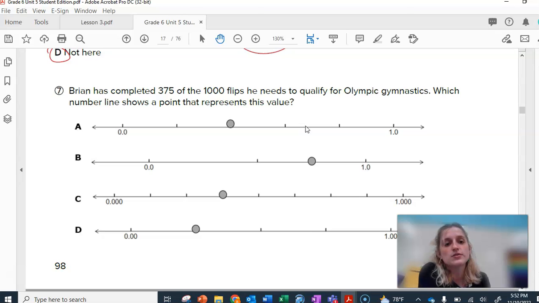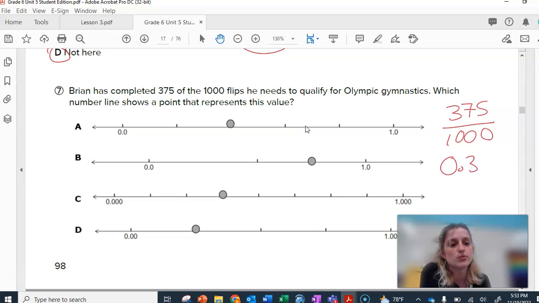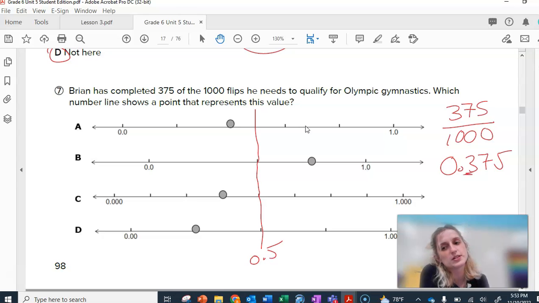375 of the 1,000 flips. 375 out of 1,000. What would that be as a decimal? 0.375. What's a half? Halfway through is 0.5. So this is 0.3. It should be somewhere to the left, so B is out.